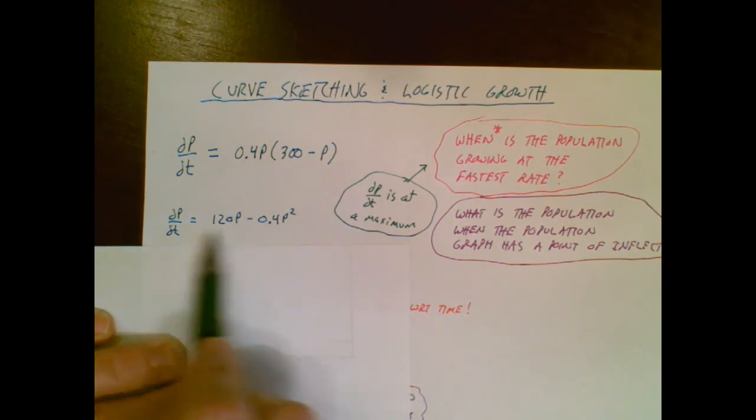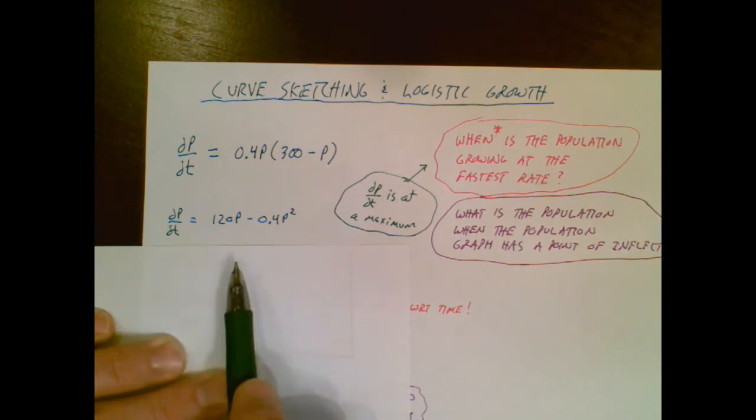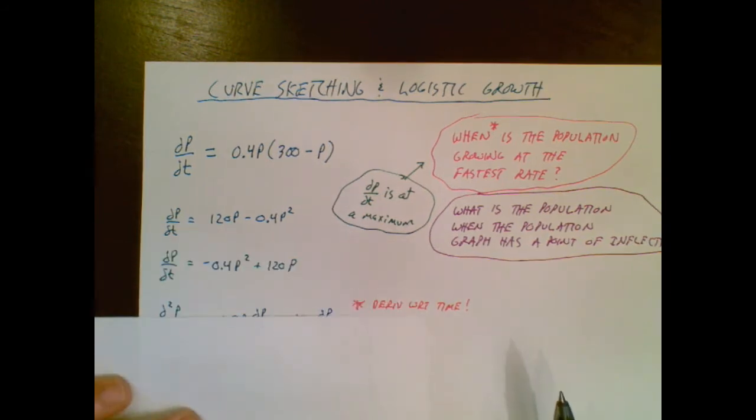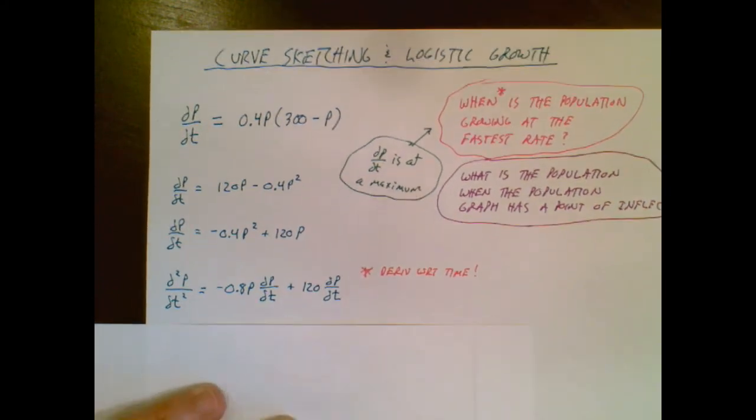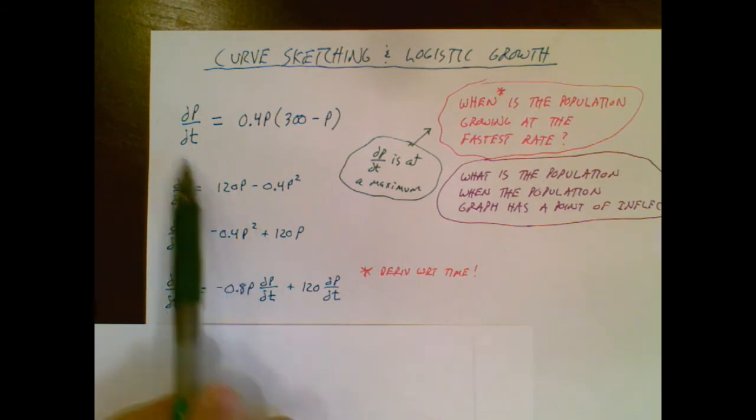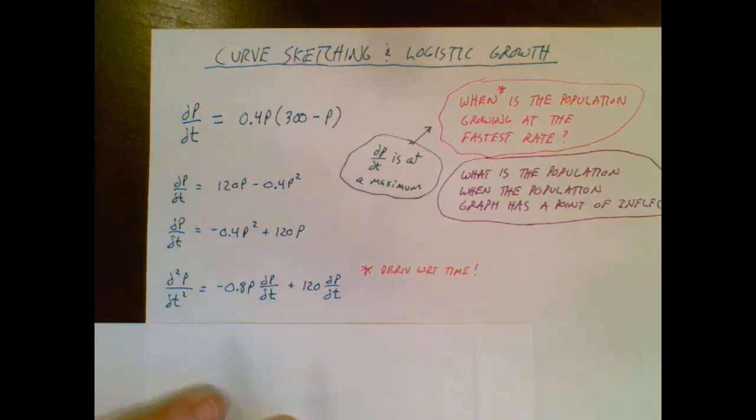Well, just remember, the first derivative of a derivative is a second derivative. So we're going to need to go down to a second derivative. Keep in mind, this is acting like a first derivative because it's the first derivative of my growth rate.